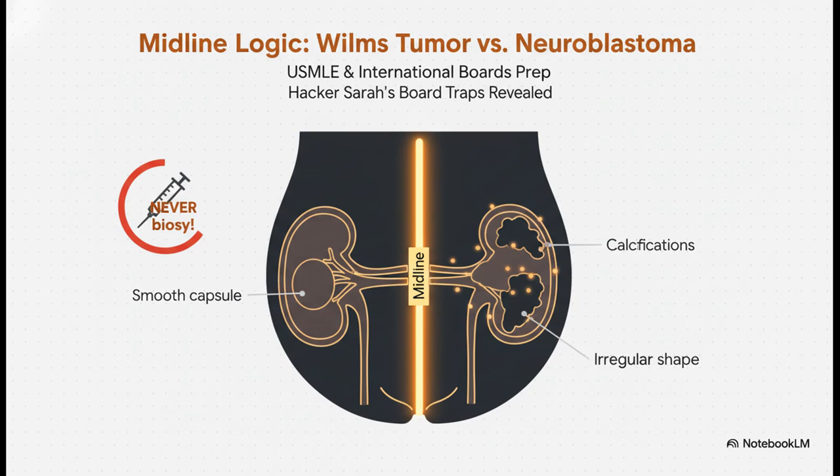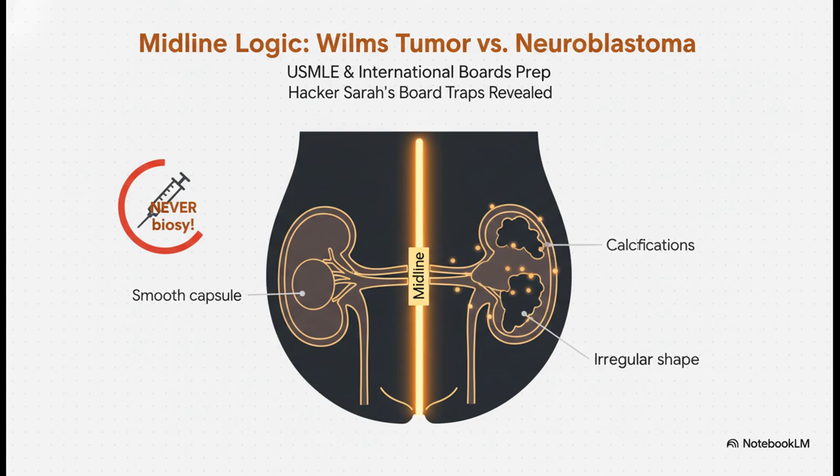And this right here is the midline logic in action. The key, the dividing line, is the body's midline. A Wilms tumor, it's usually smooth, and it respects the midline. It stays on one side. That's the one you never biopsy before surgery for the exact reason we just talked about.